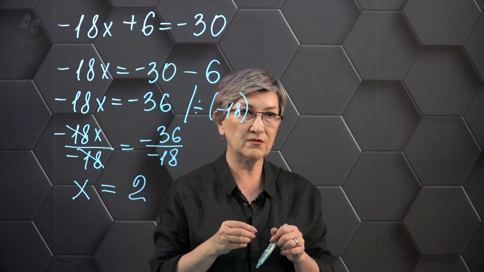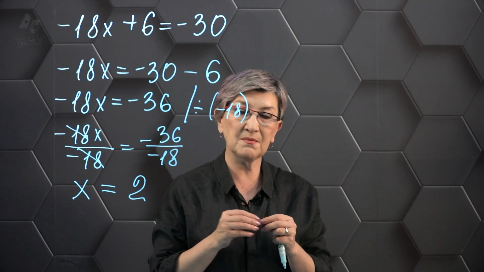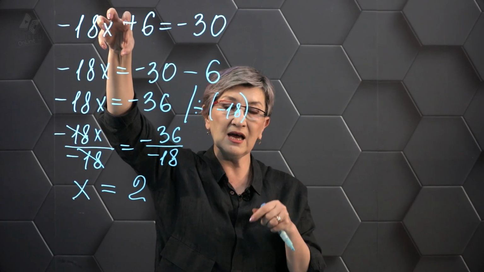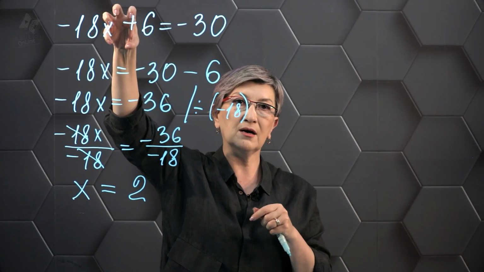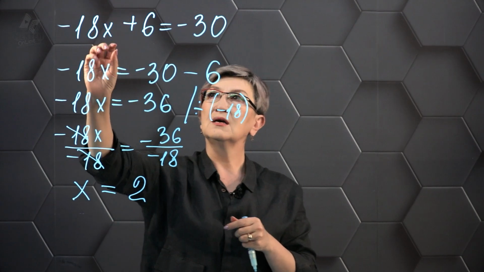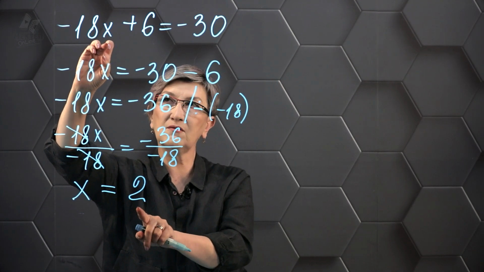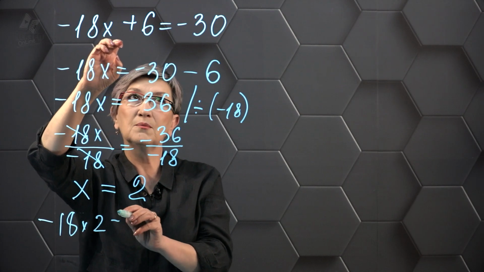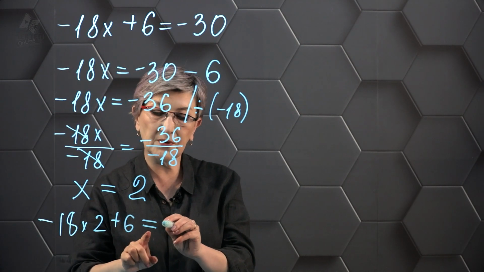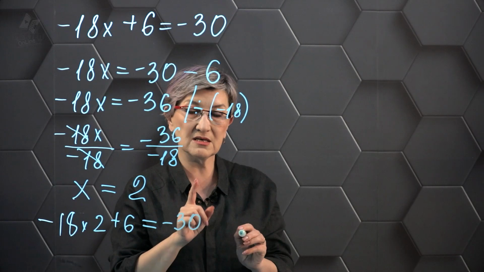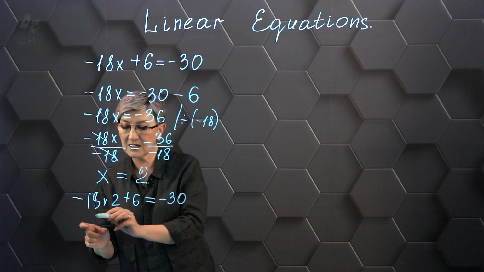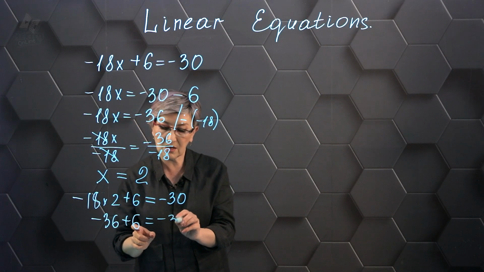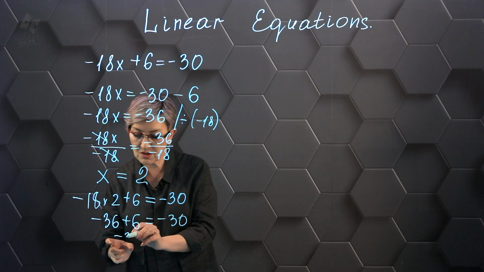What is the root of an equation? It's the value of a variable that turns the original equation into a true numerical equality. What does that mean? If I substitute 2 for x, I get minus 18 times 2 plus 6. You should get minus 30. Let's check it out. Minus 18 times 2 is minus 36, plus 6 equals minus 30. And indeed, minus 30 equals minus 30.